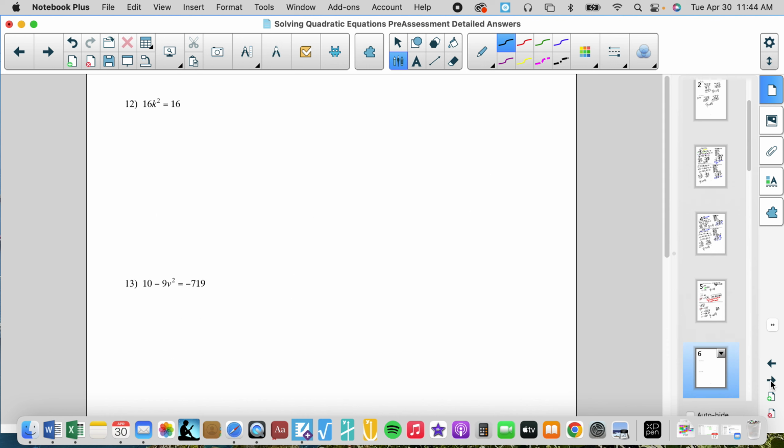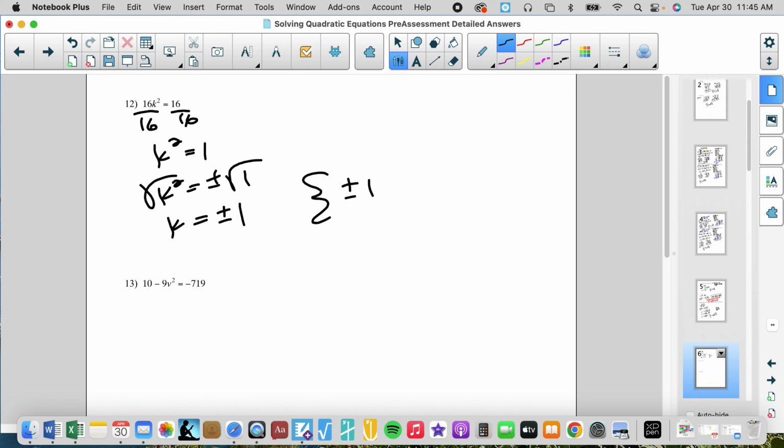So let's isolate by dividing by 16. We get k squared equals 1. We'll take the square root. Square root of k squared is k. Plus or minus the square root of 1 is 1. So my answer is plus or minus 1.